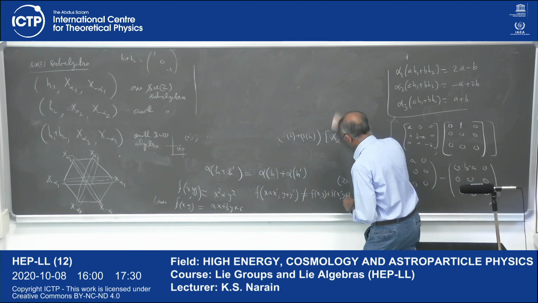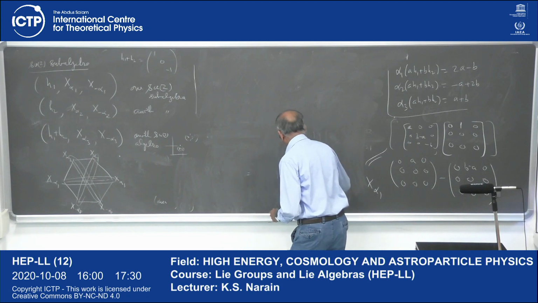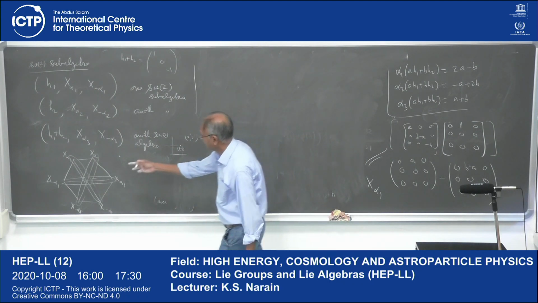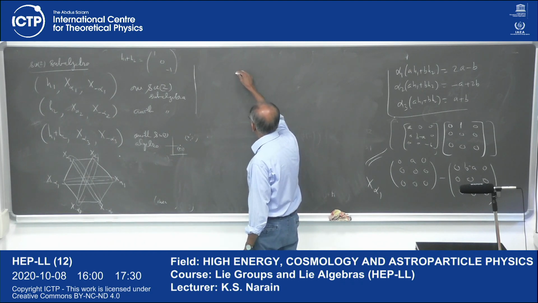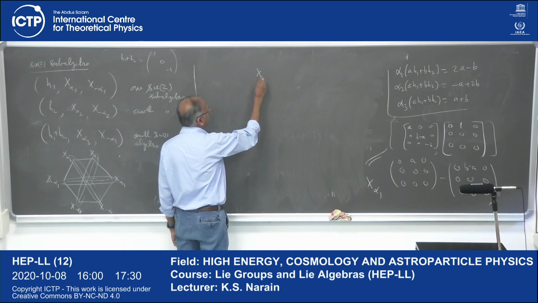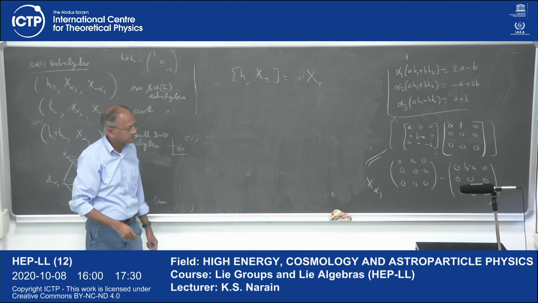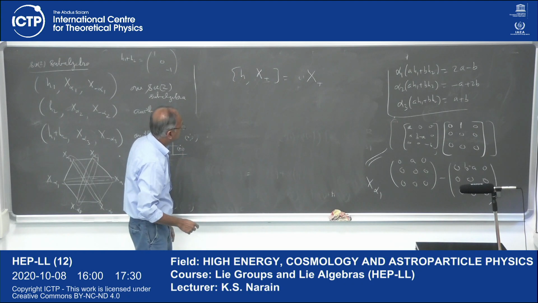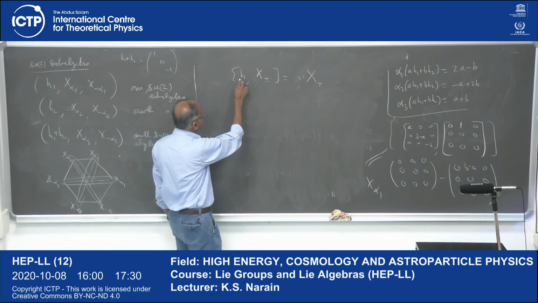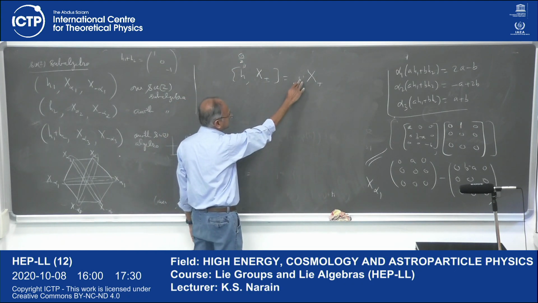In SU2, remember, we had, I don't remember what the notation was, but anyway, maybe we were calling it x plus minus. So we had h acting on x plus giving some number times x plus. That number depended on the normalization of h. I think we were using sigma 3 by 2, right? In that case, this number was just 1.